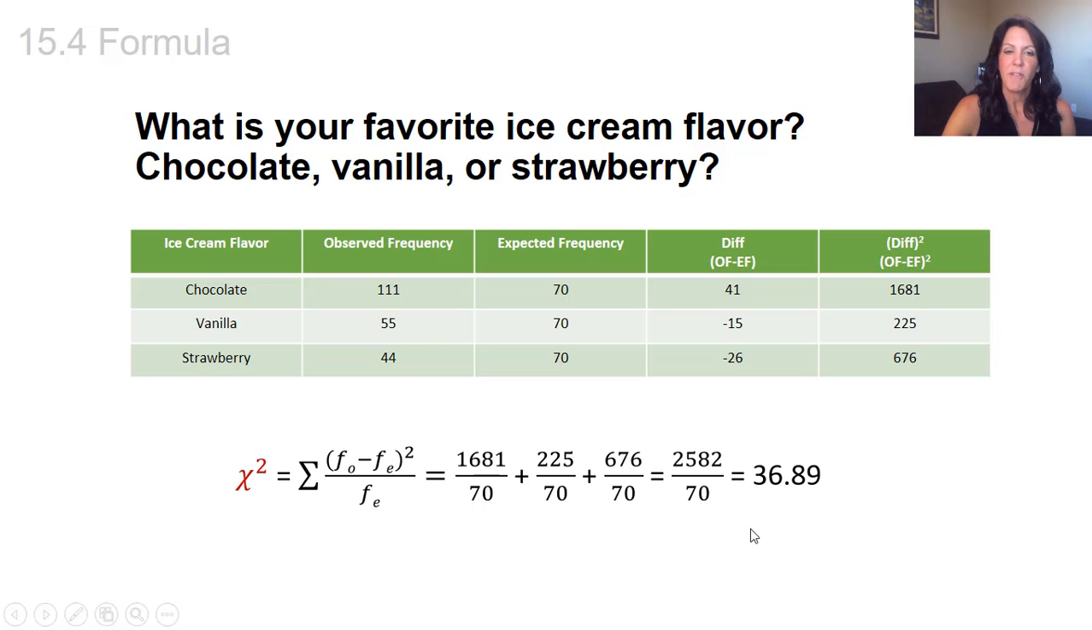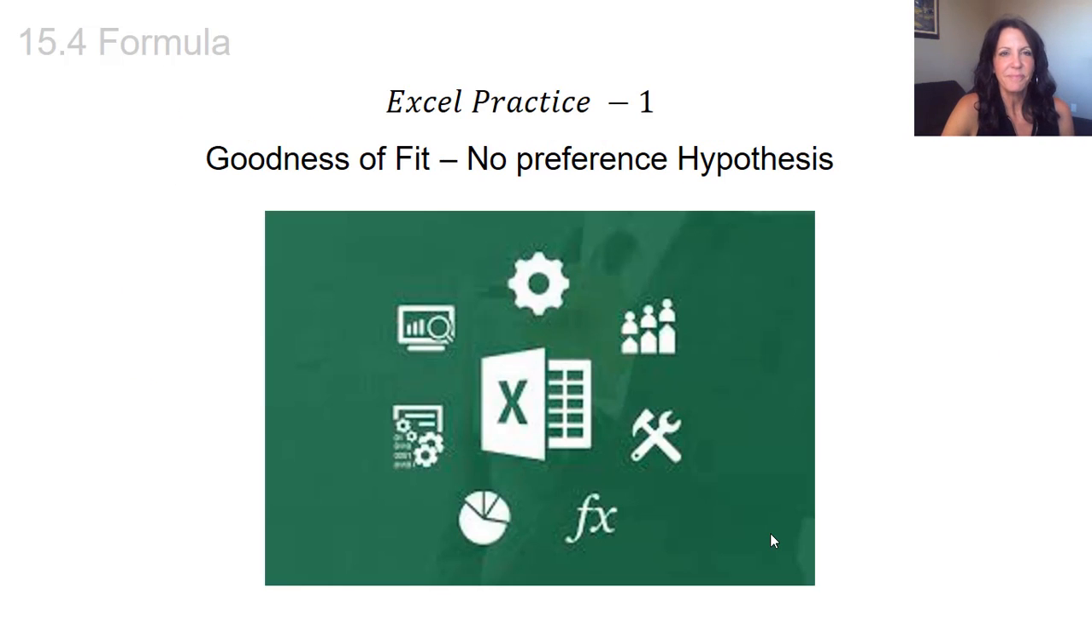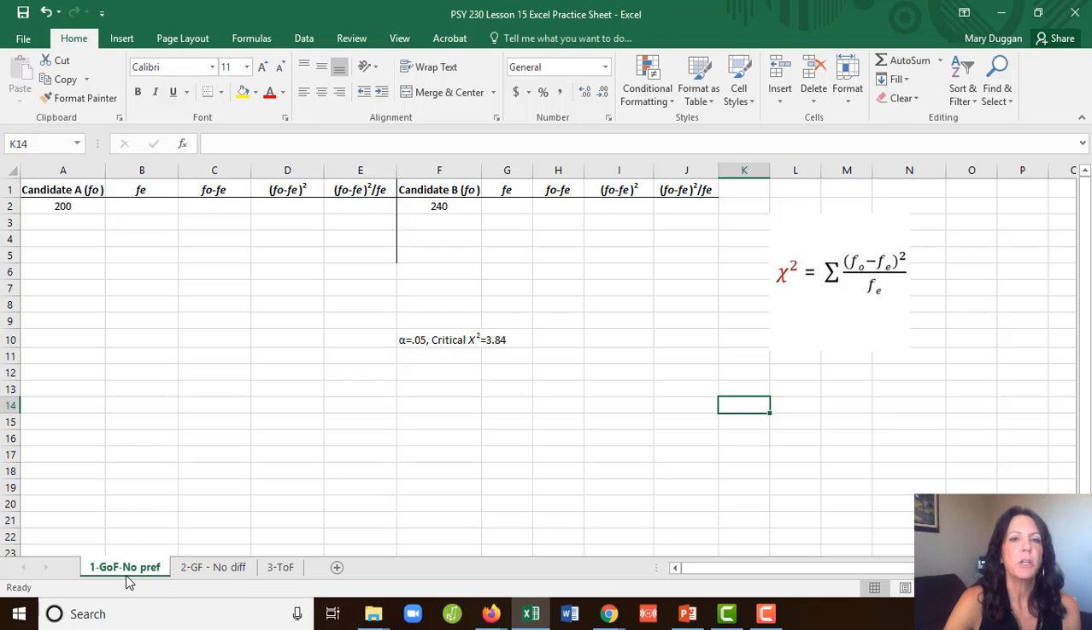But you'll notice we have a chi-square of 36.89. It's pretty high, isn't it? All right, let's go to the Excel practice sheet. If you haven't downloaded it, I highly recommend that you do so now. As you look at the data sheet, you'll notice that there are 3 different tabs, and that's because we're going to go through 3 different problems.